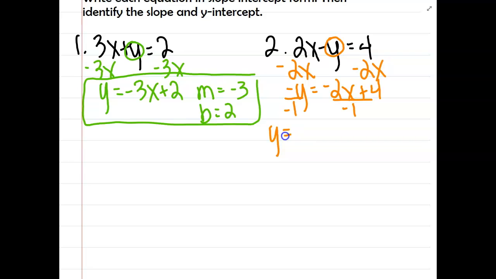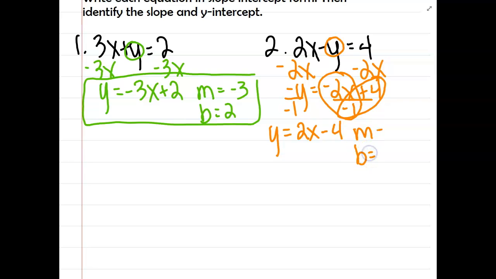So we would get y equals, and then on the right-hand side, we do the butterfly method. I would take negative 2x divided by a negative 1. A negative divided by a negative is a positive 2x. And then 4 divided by negative 1 would be a minus 4. So the equation in slope-intercept form is y equals 2x minus 4.